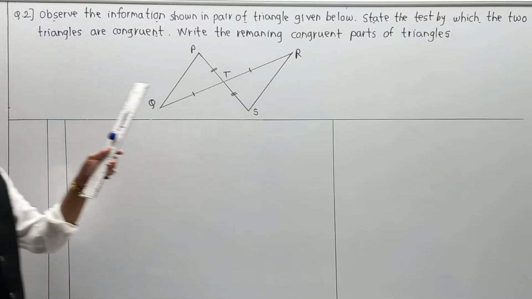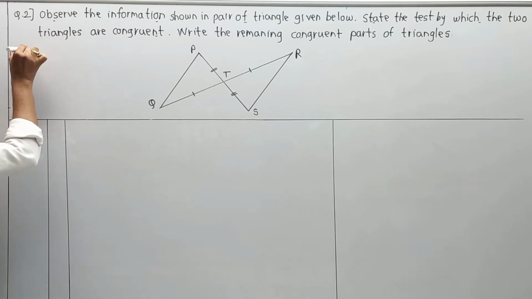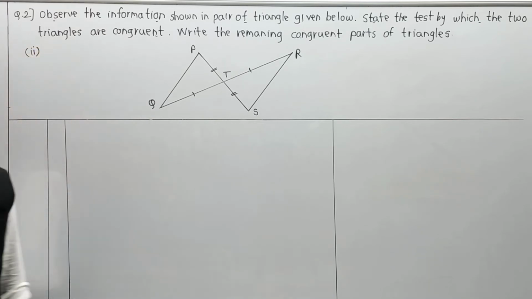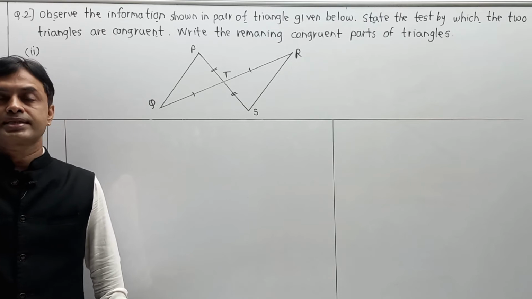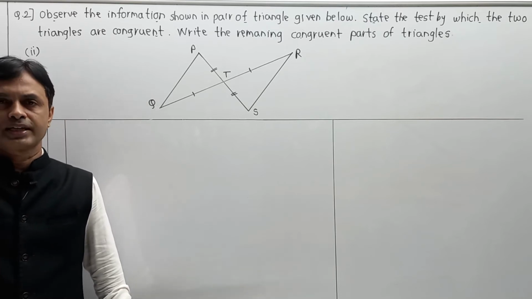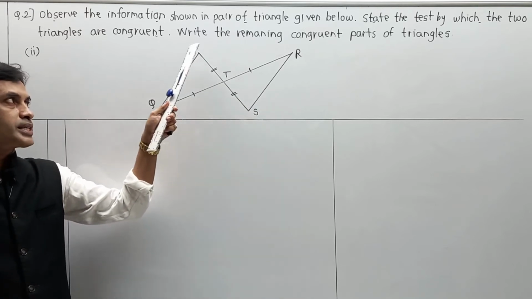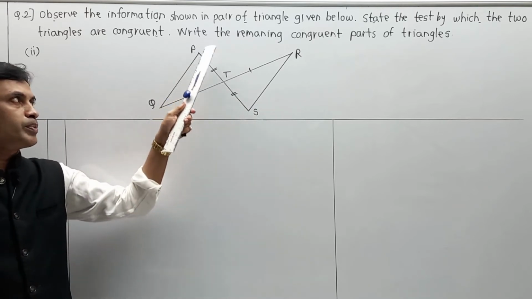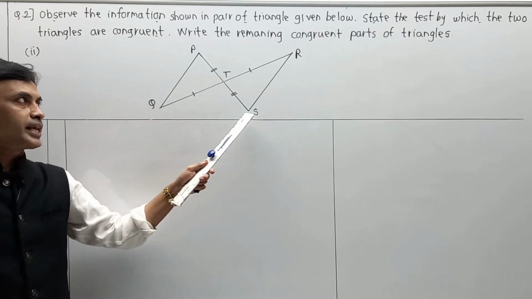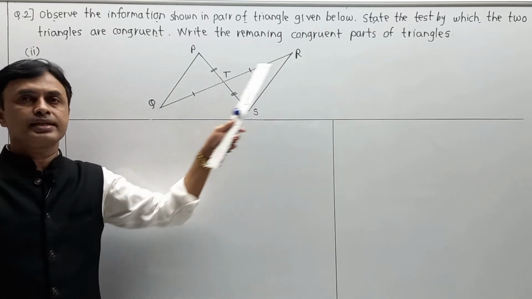A similar type of diagram, and they have given a second question of the same type over here. So we are going to solve the same type of numerical over here. Definitely the test will be different. Now they have given a combination of two triangles. One is triangle PTQ, and the second is STR.